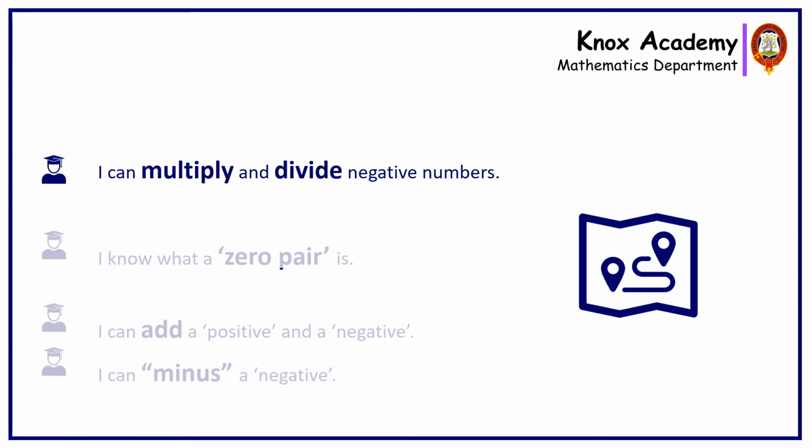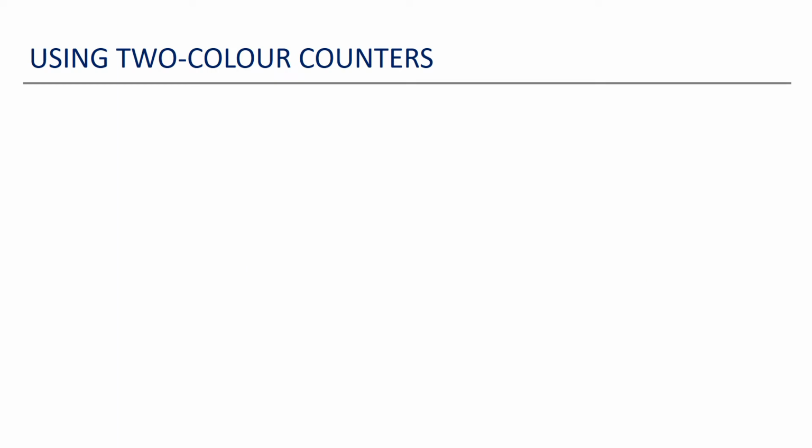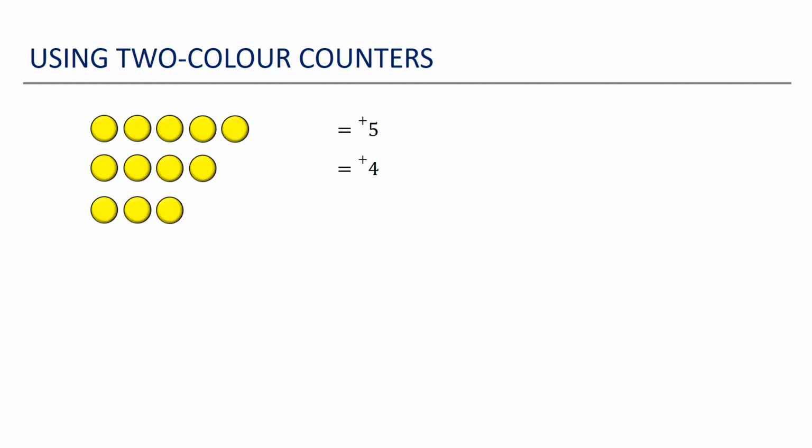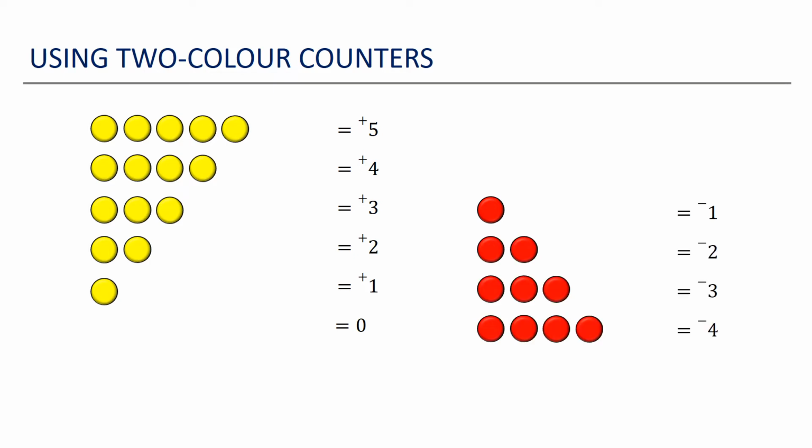multiplication and division, looking at what a zero pair is. So we're returning to these 2 colour counters, and what we will have learned about already is the fact that 5 yellows indicate positive 5, 4 yellows, positive 4, 3 yellows, positive 3. So the yellow counters indicate a positive quantity. Red counters indicate a negative quantity.